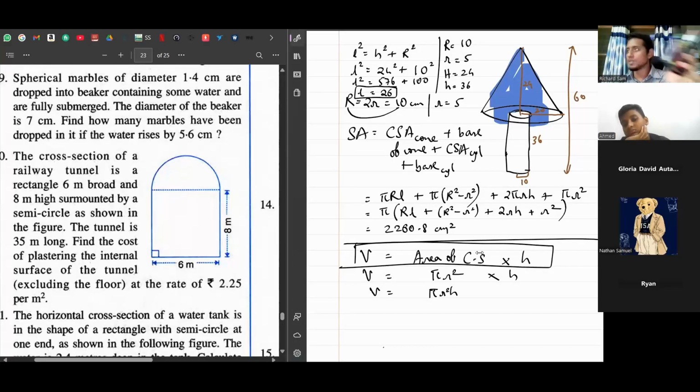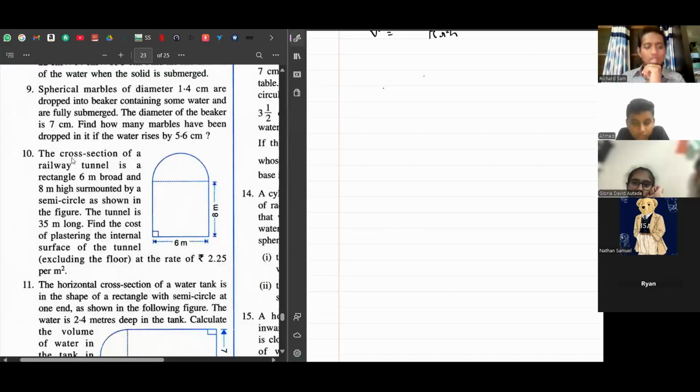So we're going to use this concept to find volume. First, you get the area of cross section of whatever shape is given and multiply that with the third dimension, whatever the third dimension is. So look at this question here, question number 10. See the diagram if you have it in the book. The cross section of a railway tunnel is a rectangle 6 meter broad and 8 meter high, surmounted by a semicircle, meaning having a semicircle on the top.